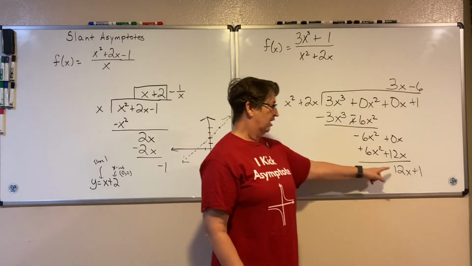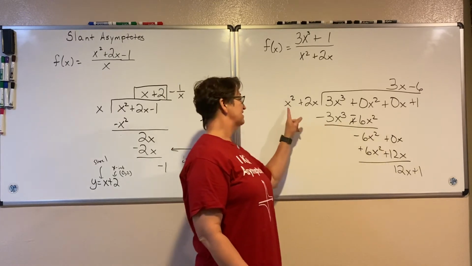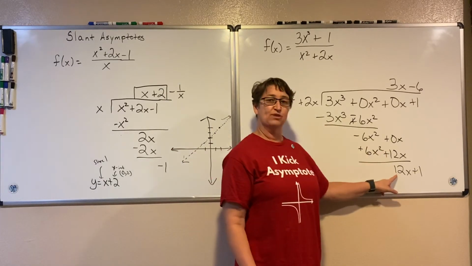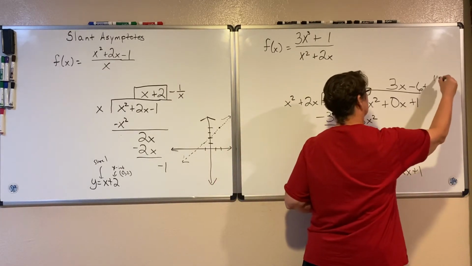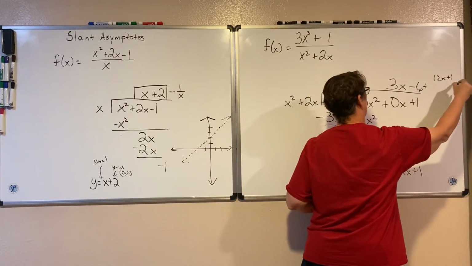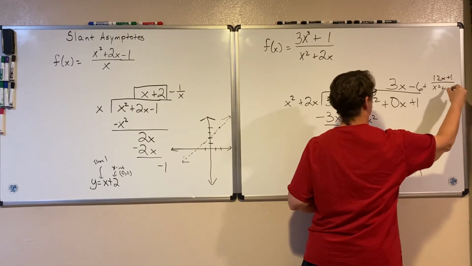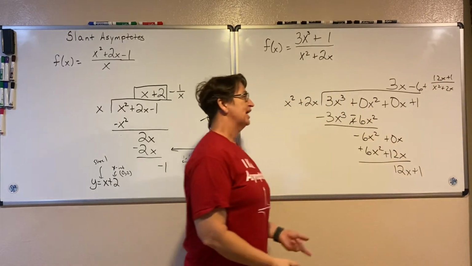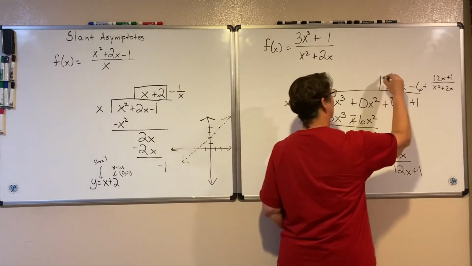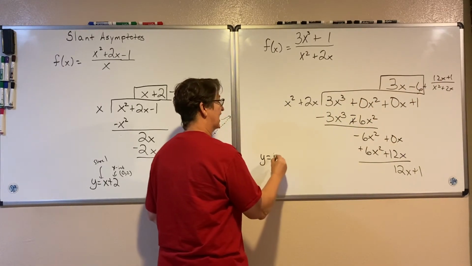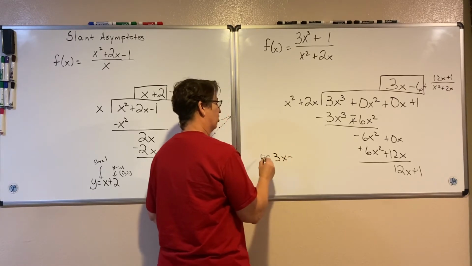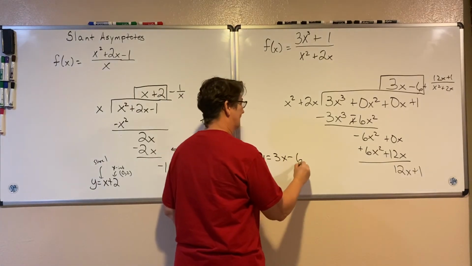X squared, oh, it doesn't go in there. This is bigger than that. So that means this is my remainder. So I have a remainder of 12x plus 1 over that x squared plus 2x. So again, this part here tells me my slant asymptote. So I know there's going to be a slant asymptote at where y equals 3x minus 6.